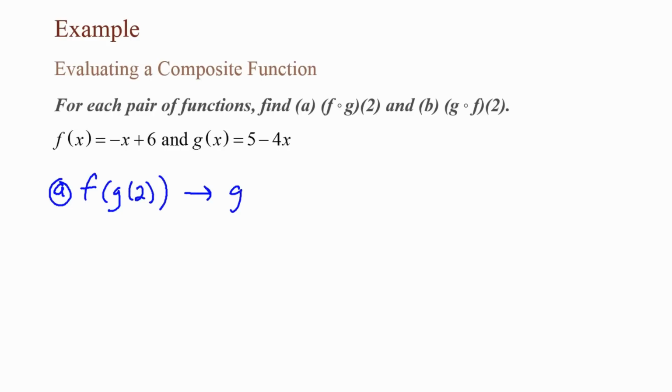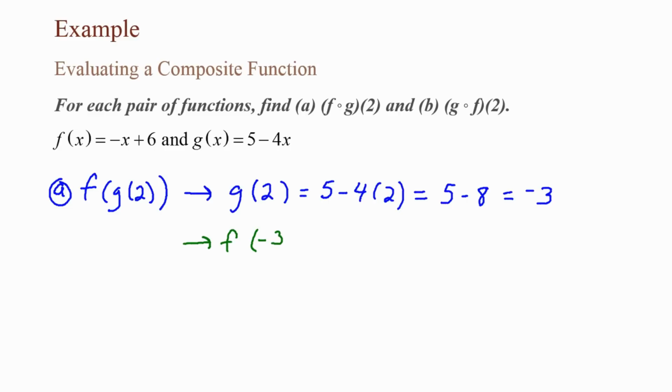That means we want to take the g of x equation and substitute x with 2. 5 minus 4 times 2. 4 times 2 is 8, so I have 5 minus 8, and 5 minus 8 is negative 3. Then we want to find f of that answer, negative 3. Have the opposite of negative 3 plus 6. The opposite of negative 3 is a positive 3, and 3 plus 6 is 9.